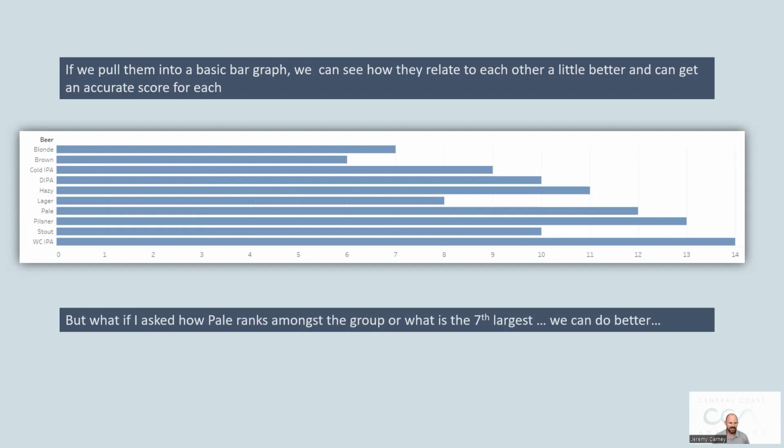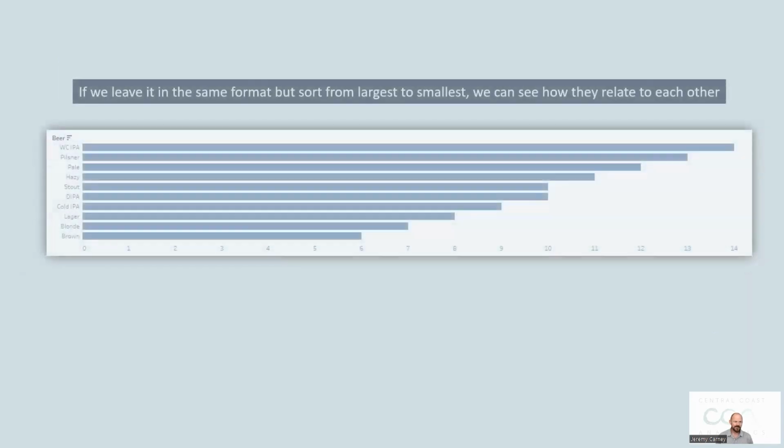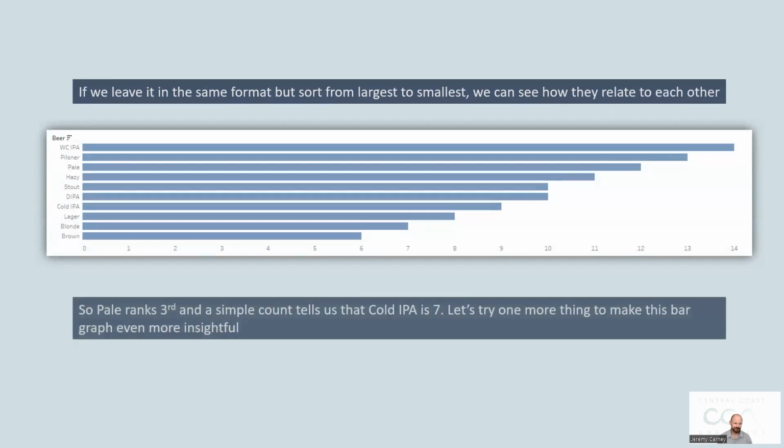But what if I asked how pale ranks amongst the group, or what is the 7th largest beer? We can do better. So let's just take our basic bar graph, leave it in kind of the same format, but now we're just going to sort it from largest to smallest. So this is much better to see how they each relate to each other.